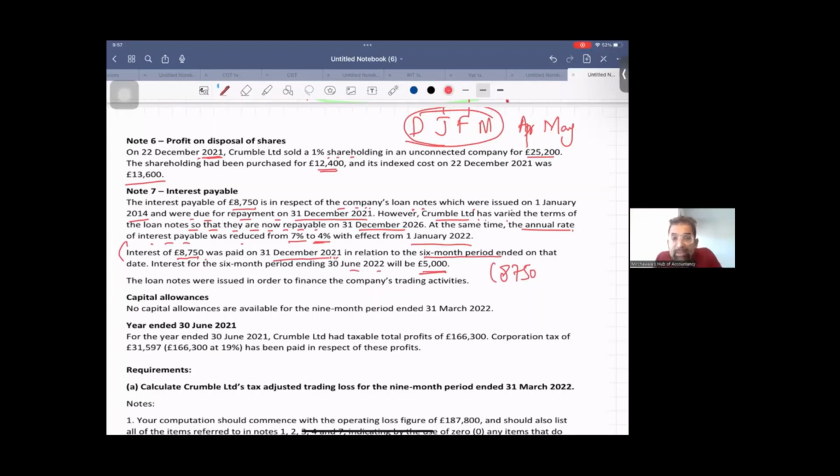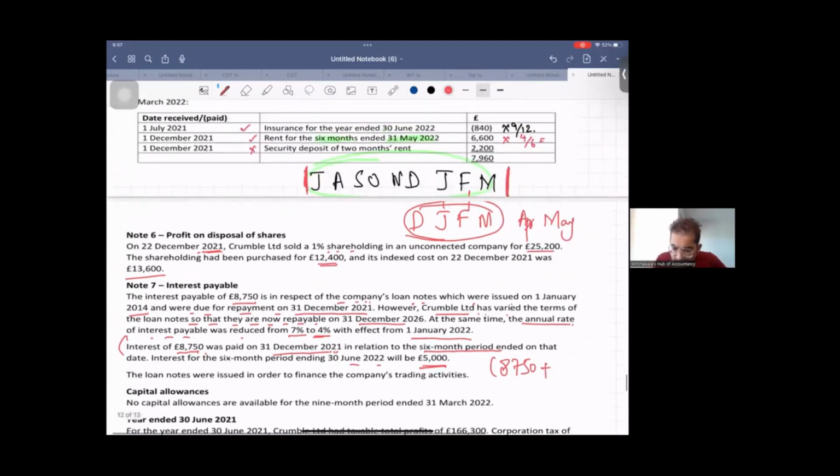Now the next 6 months interest will be 5,000. Next 6 months ending 30th June means January to June. January to June interest is 5,000. Do you think our accounting period includes till June? Our accounting period ends on March. So for these 3 months, we have to calculate.